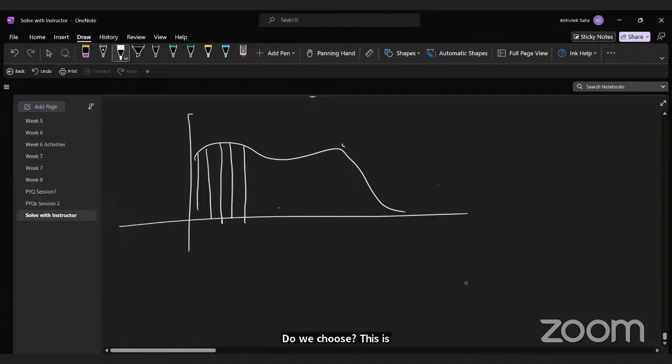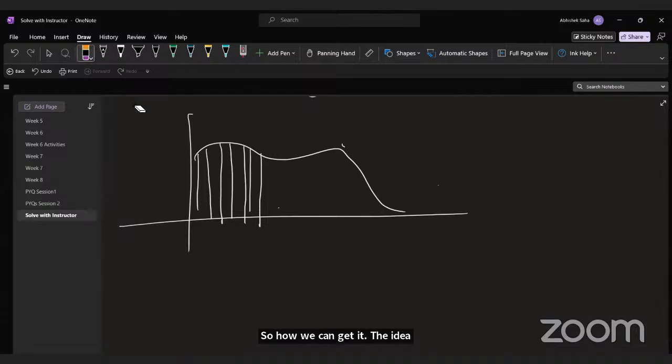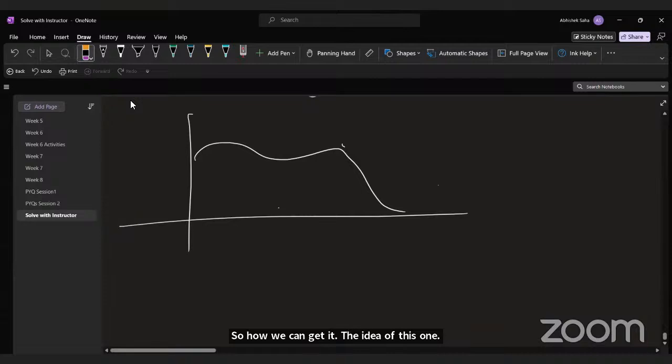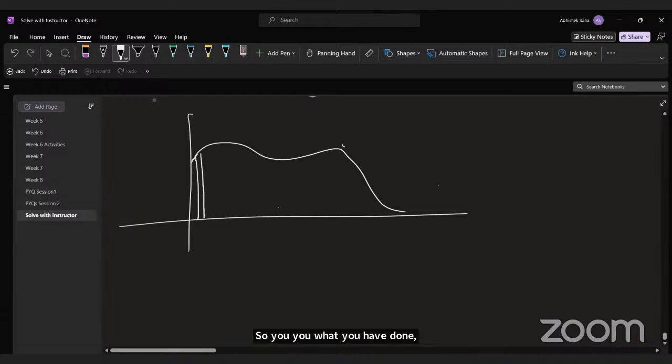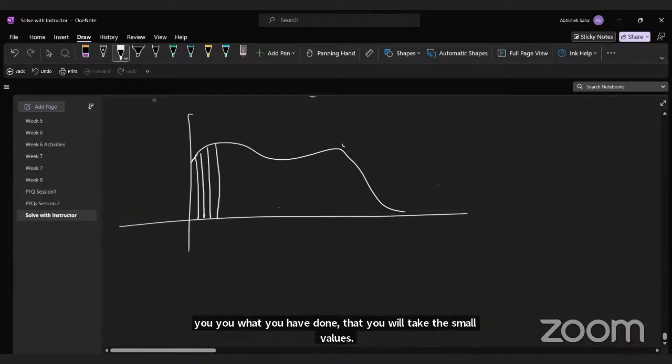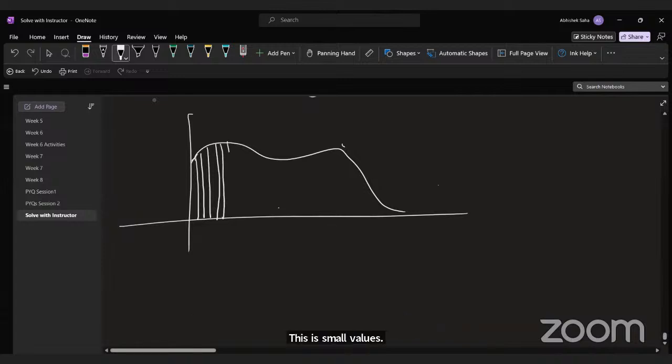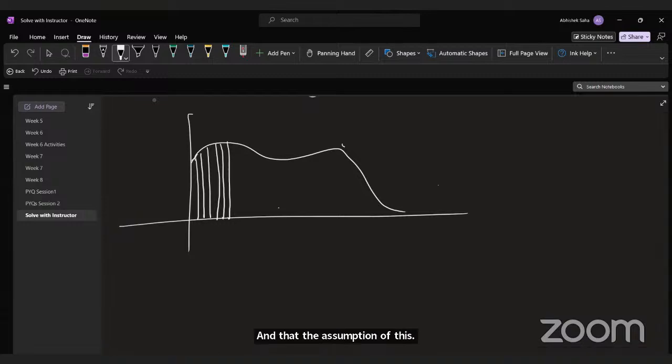So this is the curve, right? We need to find the area under that curve. How can we get it? Is there any formula to find the area of this curve? Because this is an uneven curve, right? So what you do is take small values, and by summing these small values you get rectangular shapes, and the summation of these will be the area. So the Riemann sum is used to find the area under a curve.